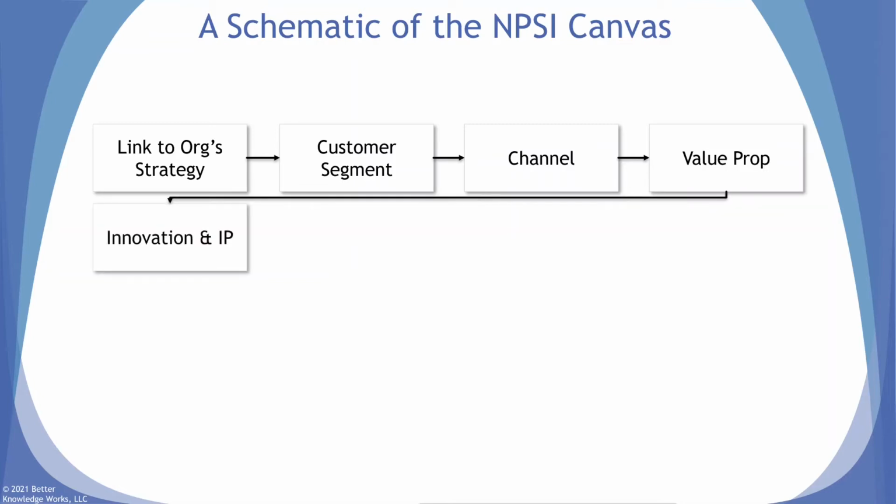From there, we can look at the innovation and IP, how we're going to create a sustainable difference, and do we even have the ability to provide the product right now, or are we going to have to make changes in our organization? From there, we can look at key features.